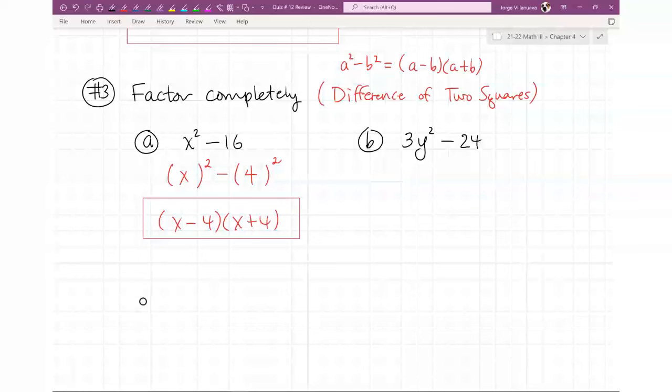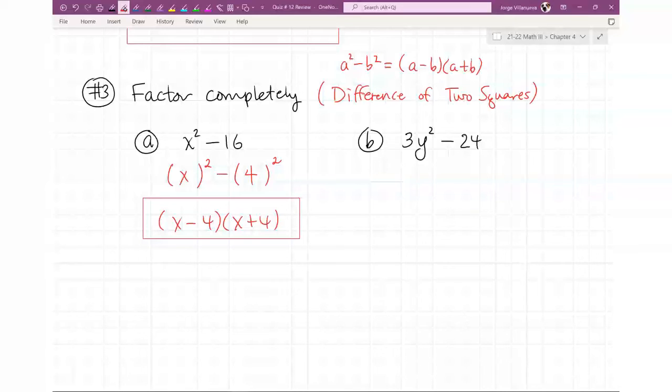So the reason why B is considered difficult is because, is there a number squared that gives you a 24? And think about it. 1 squared is 1, 2 squared is 4, 3 squared is 9, 4 squared is 16, 5 squared is 25, but there's no number that gives me a 24 when I square it, right? So what you're going to have to do is what? What should I do with this? Do you see anything in common?